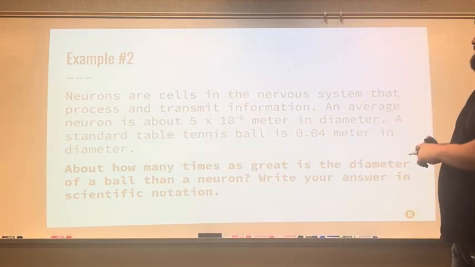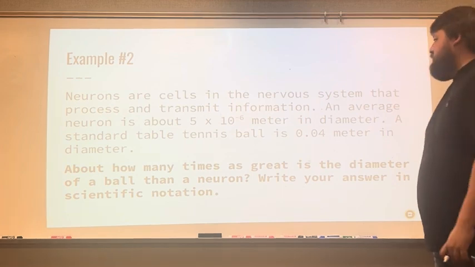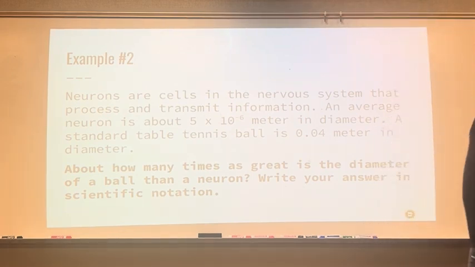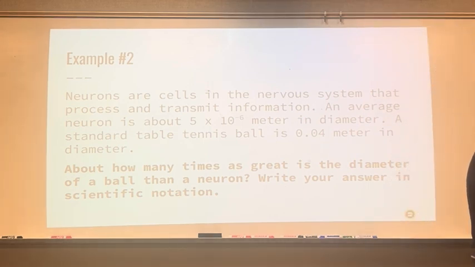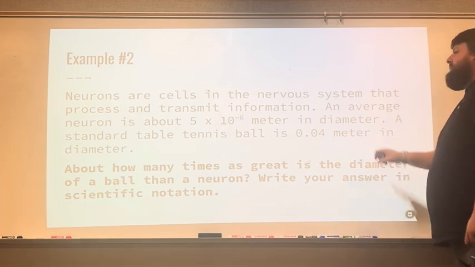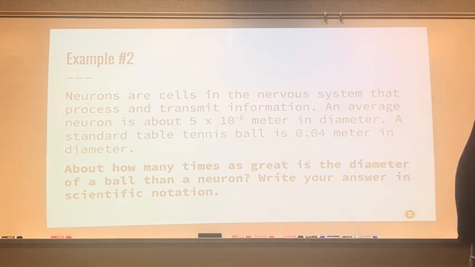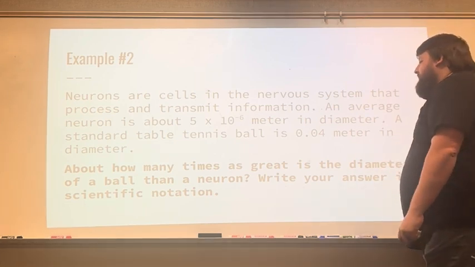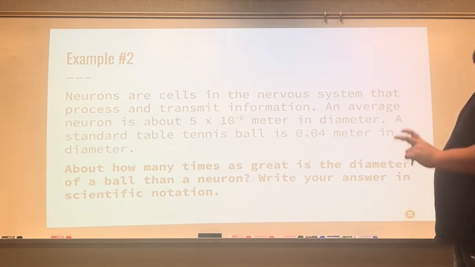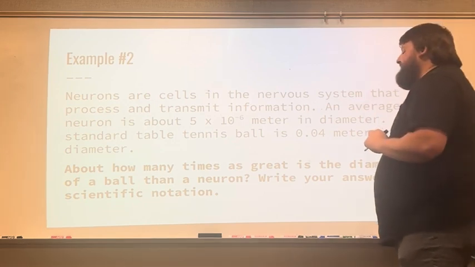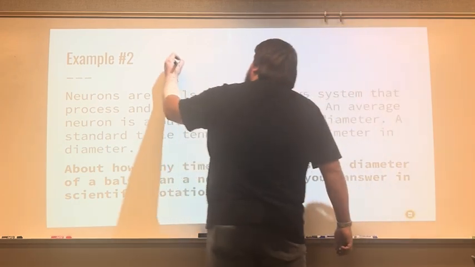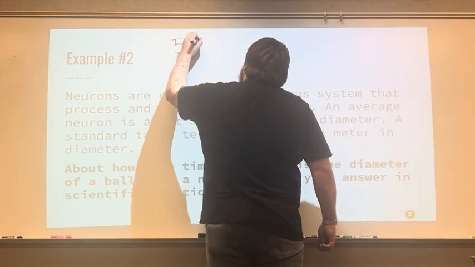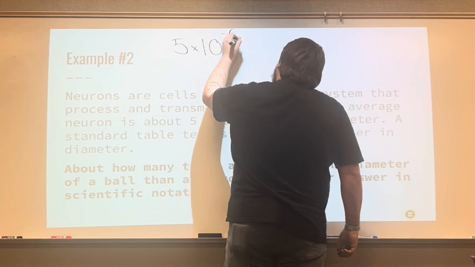Neurons are cells in the nervous system that process and transmit information. An average neuron is about 5 times 10 to the negative 6th meter in diameter. A standard table tennis ball is 0.04 meters in diameter. Now, how many times as great is the diameter of a ball than a neuron? Write your answer in scientific notation. So, run it back. We got 5 times 10 to the negative 6th, and we have 0.04.